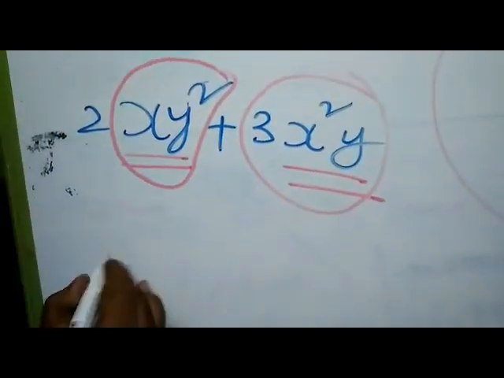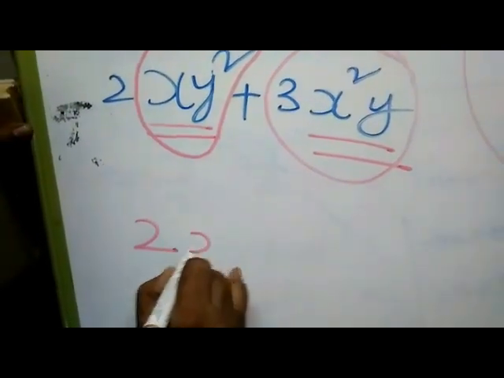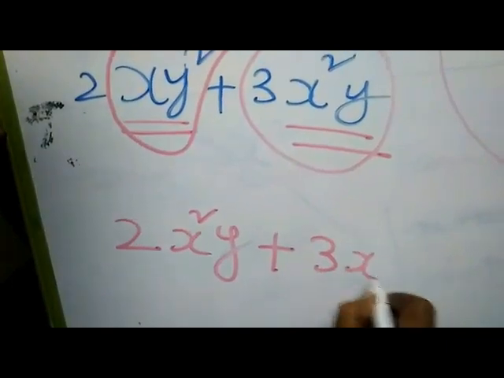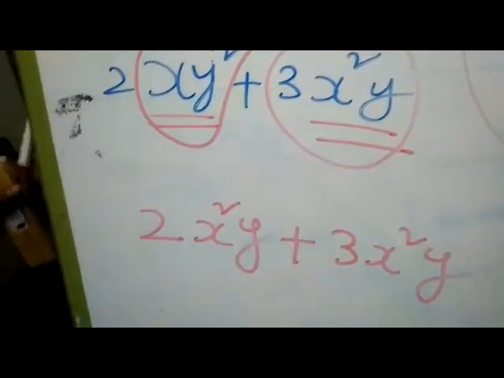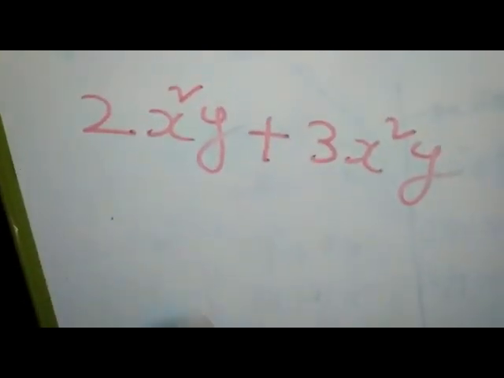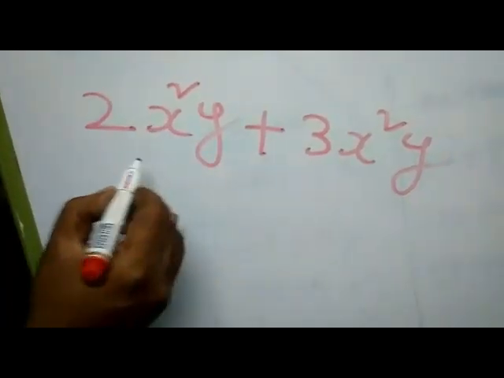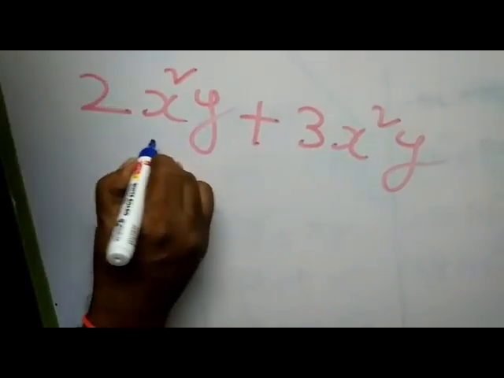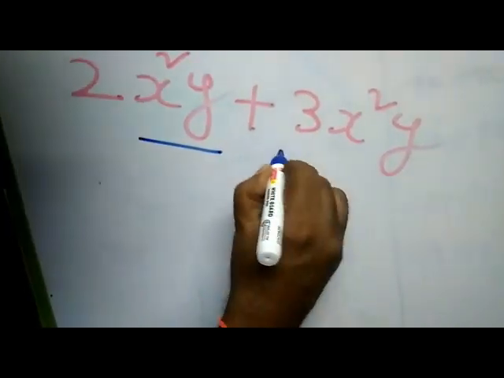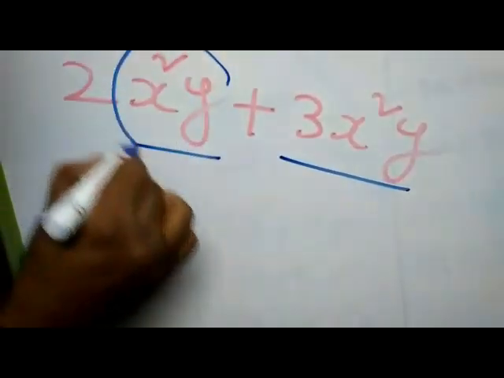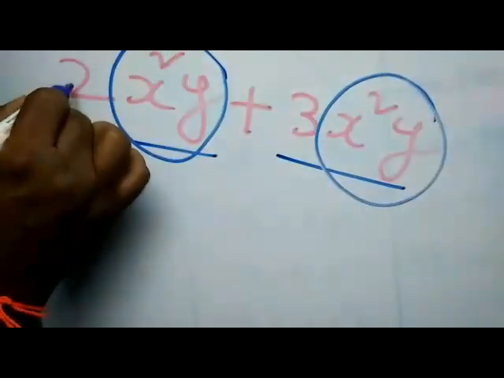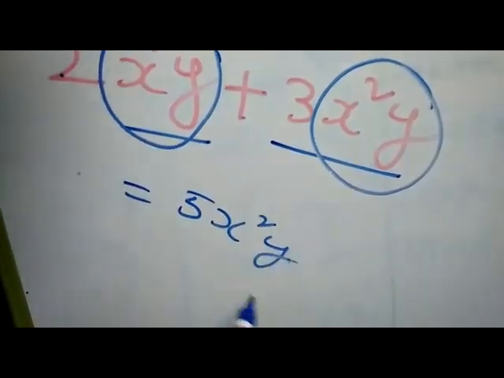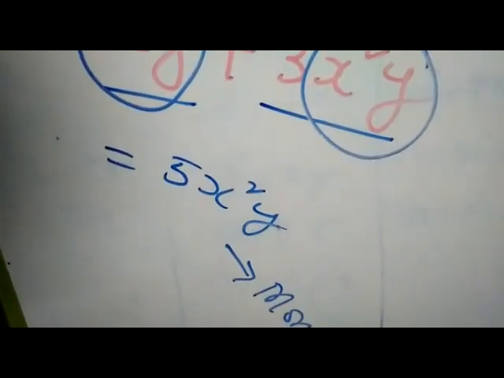Suppose the same kind of example I am writing, 2x square y plus 3x square y. This is not a binomial. Why? Because both belong to the same family. X square y, here also x square y. 2x square y plus 3x square y is equal to 5x square y. This is a monomial.